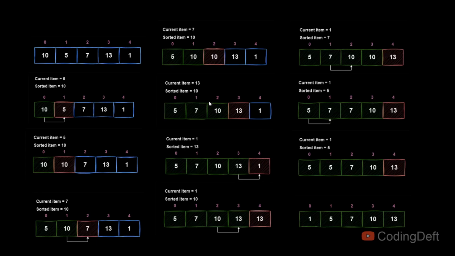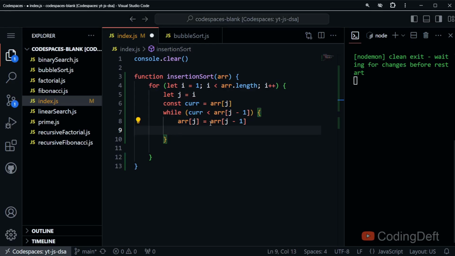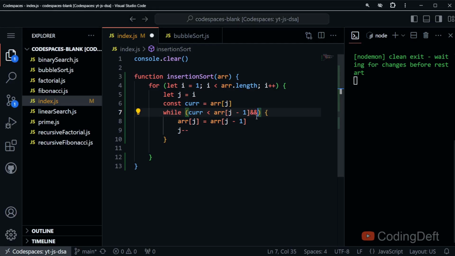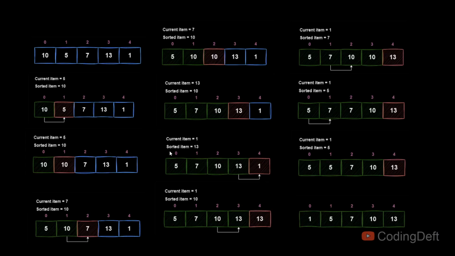So we need to loop from right to left, so we need to decrement j. So let us do j minus minus. And in the while condition, we are checking only one condition, whether this current element is less than the array of j minus 1. We also need to check whether we have reached the start of the array. So we will add that condition also, and then j is greater than 0. That means we haven't crossed the first item.